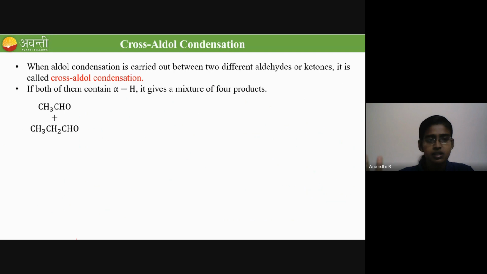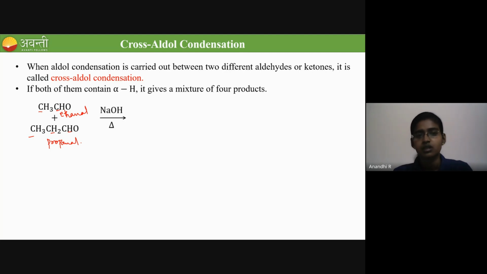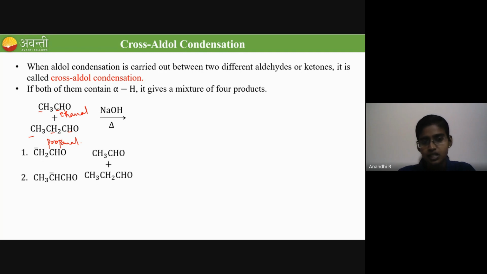So I took 2 different types of aldehyde. This is a 2 carbon containing aldehyde, which is called ethanol. And this is a 3 carbon containing aldehyde, which is called propanol. These two are going to react with each other and form 4 products. So in basic medium, the first mole of acetaldehyde reacts with the second mole of acetaldehyde or ethanol.